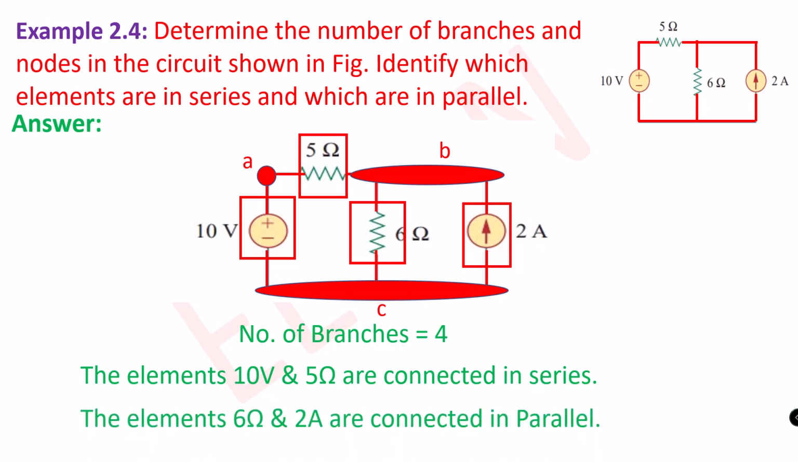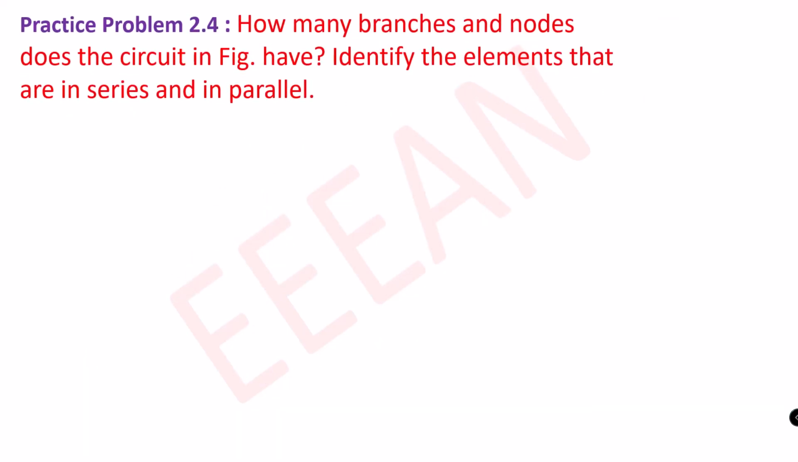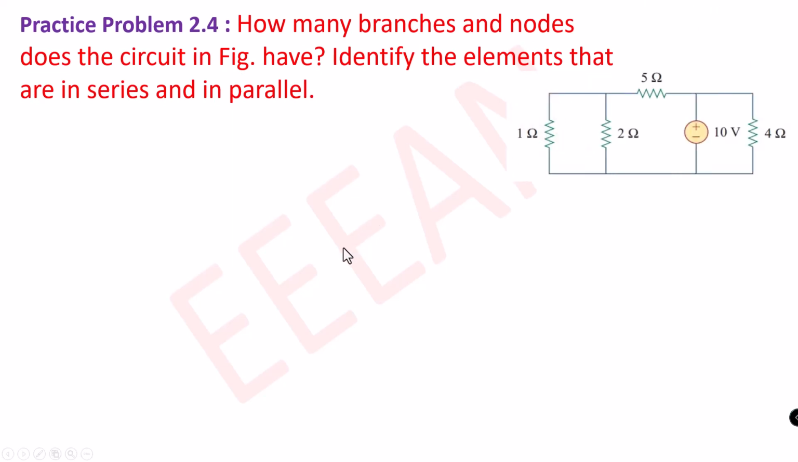Let us see another example. How many branches and nodes does the circuit in the figure have? Identify the elements that are in series and in parallel. From this circuit, we see that the total number of elements equals 5, that is 1 ohm, 2 ohm, 5 ohm and 4 ohm resistances and the 10 volt voltage source. So we can say that the total number of branches equals 5.